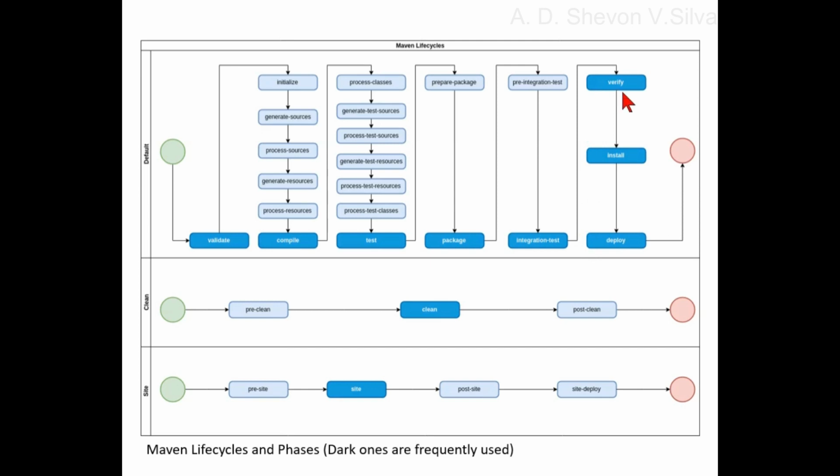And then verify: run any checks to verify the package is valid and meets quality criteria. Then install the package into the local repository for use as a dependency in other projects locally. Deploy, done in an integration or release environment, copies the final package to the remote repository for sharing with other developers and projects.